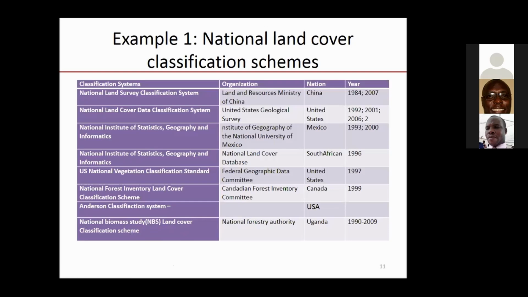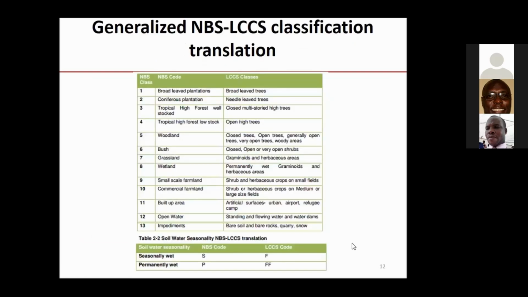In this classification system, the National Biomass Study, they've been able to describe classes based on land cover classes. For example, it can be open water, built commercial, wetland, grassland, bushland, woodland, and for example, tropical high forest, well-stocked coniferous plantation, broad-leaved plantation.